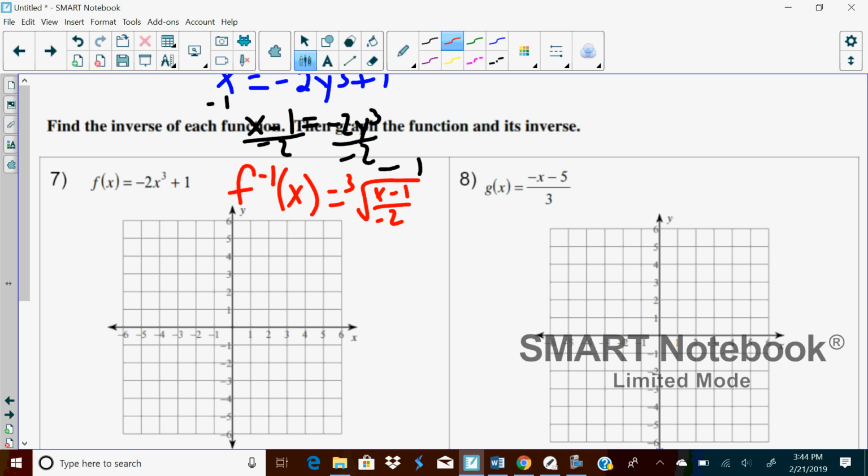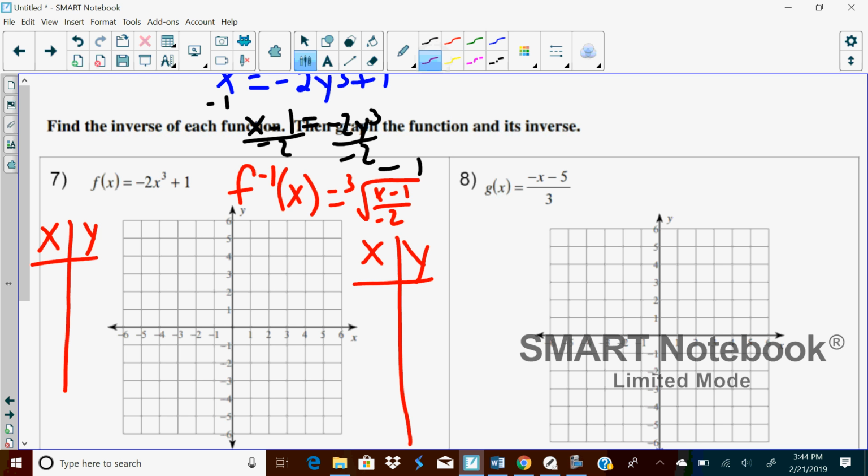So then I was supposed to graph both of them. So I did an x and y table, and then I just made the inverse of my x and y table. So I plugged in negative 2 and got negative 15, negative 1 and got 3, 0 and got 1, 1 got negative 1, 2 got negative 15. So I graphed negative 1, 3, 0, 1, and 1, negative 1. I know it's a cubic, so it's going to look like this.